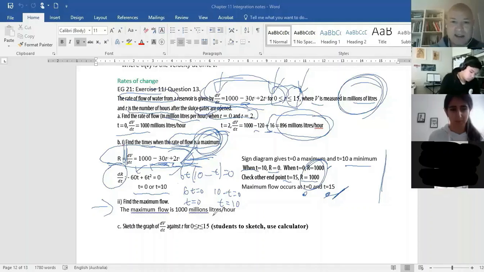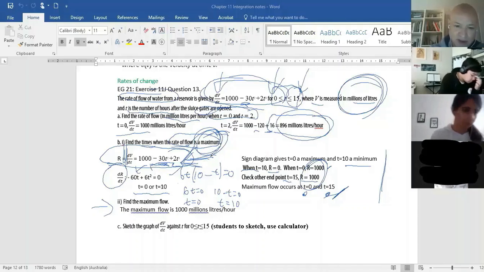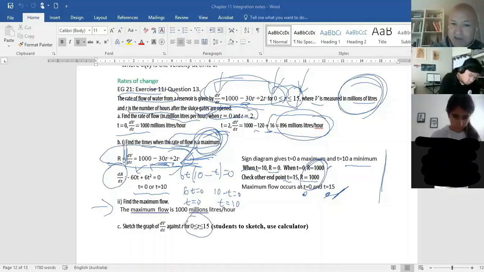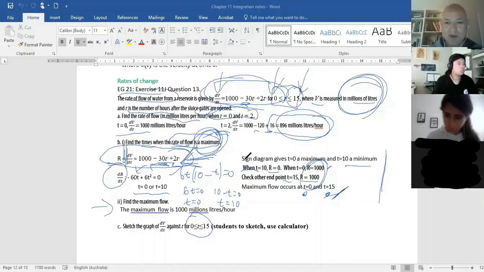All right, part C is you guys sketching this, and I've said to use your calculator. If you finish copying this, make sure you sketch it, use your calculator and just copy it across. Be aware of your domain, please, only between 0 and 15. I'll give you 10 seconds to copy this down, and then I'll move to the next page. I think that's it before I clear it.